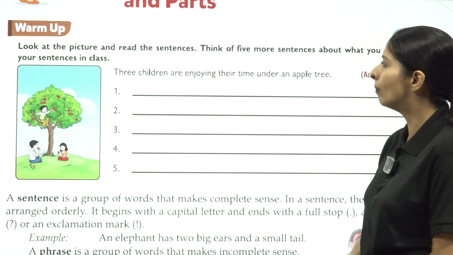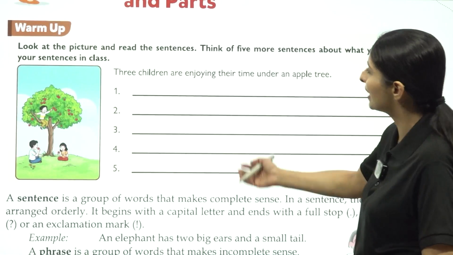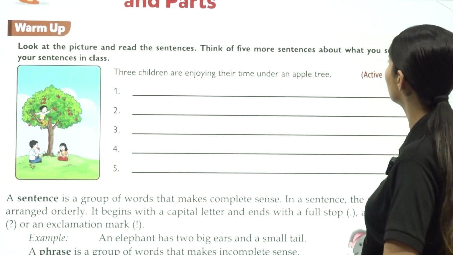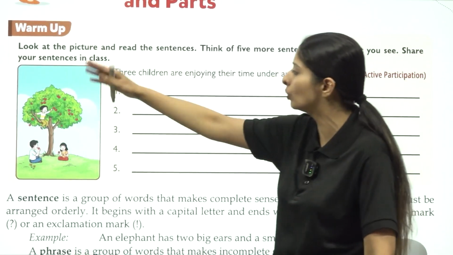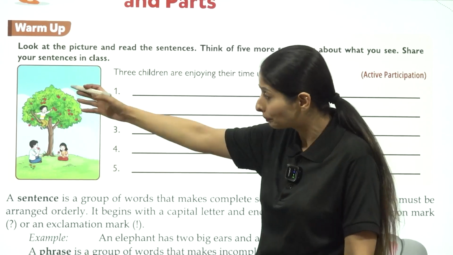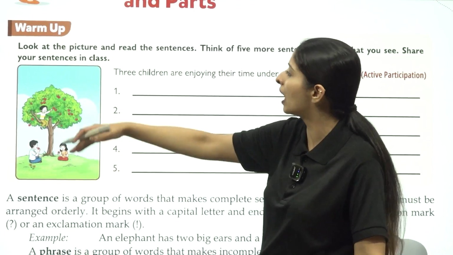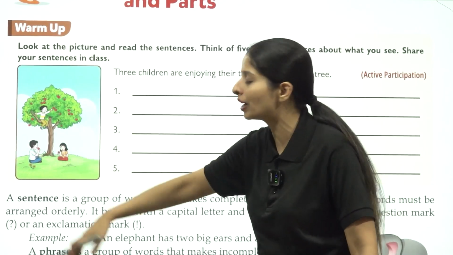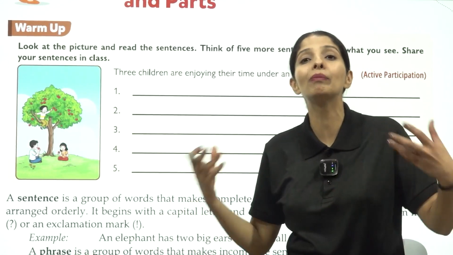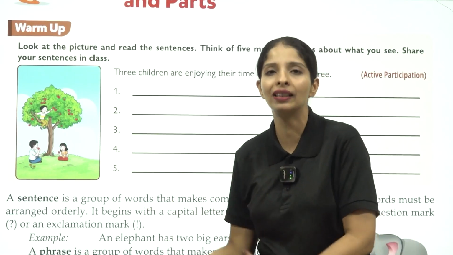So here is a warm-up. Look at the picture and read the sentences. Think of 5 more sentences about what you see. So here you can see in the picture, one boy is sitting on the branch of the tree. There are apples on the tree. 2 children are eating apples. So you can write some meaningful sentences by looking at the picture.